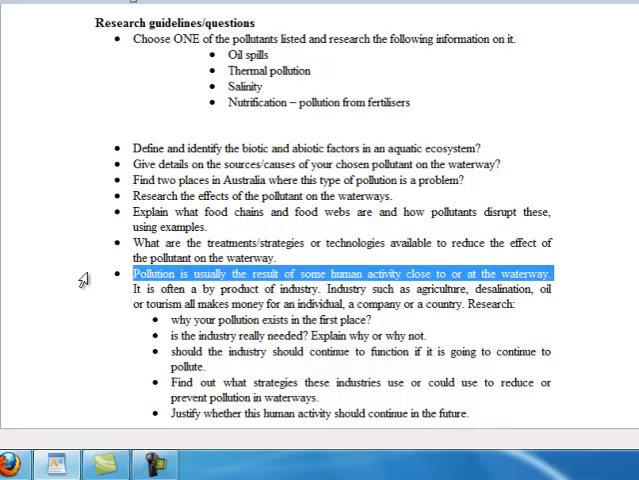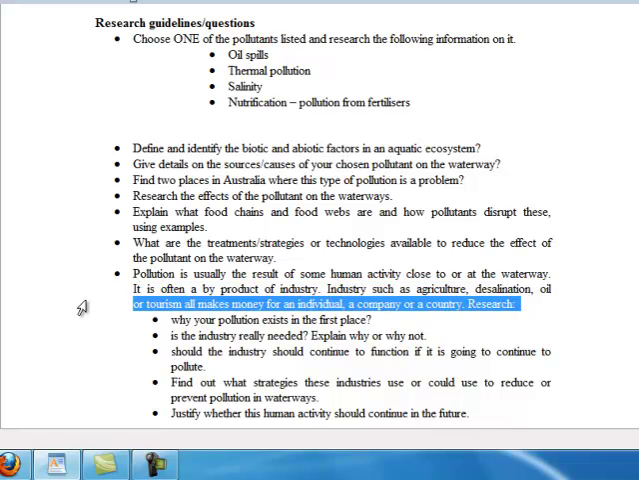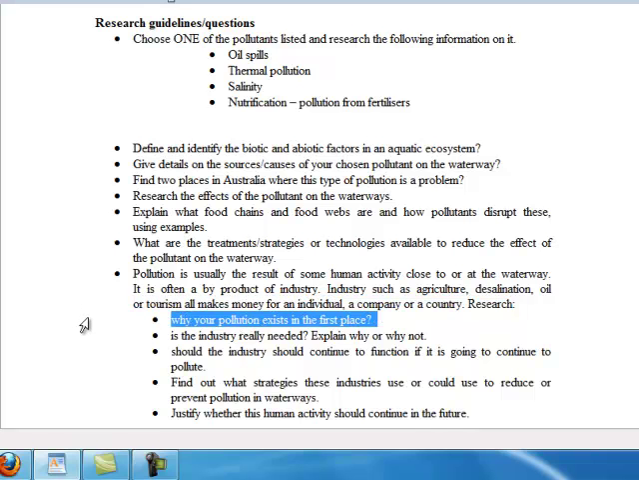Pollution is often the result of human activity close to or at the waterway. Like I said, tourists on the beach causing litter. So it's often a byproduct of industries. There's lots of different industries. Agriculture is an industry, desalination, oil, or tourism. And they all operate because they make money for people, either an individual, a company, or a country. What you need to do is research why your pollution exists in the first place.